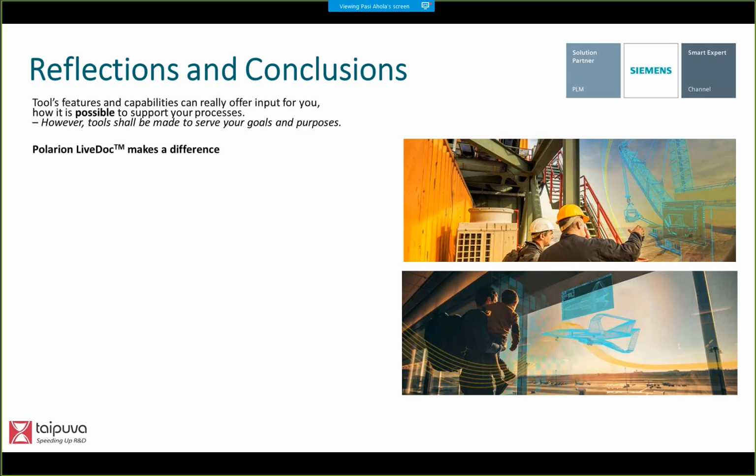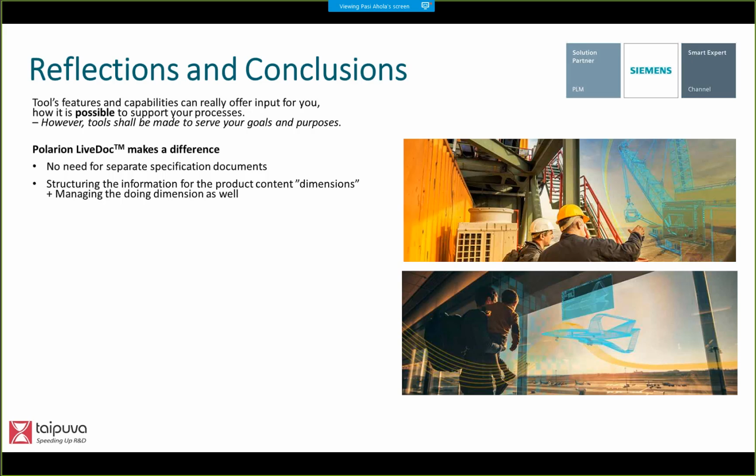We also saw that this Polarion LiveDoc can make a difference, because in that way you don't have to have separate specification documents lying around in different formats. You can really combine the actual objects and the documents, and you can structure the information for the product content dimension. Plus you can manage still the doing dimension as well, as we saw in the planning. And it also facilitates collaboration in many ways, because it's so easy to use a document interface. So we saw that we can connect different levels, engineering disciplines and process areas together.